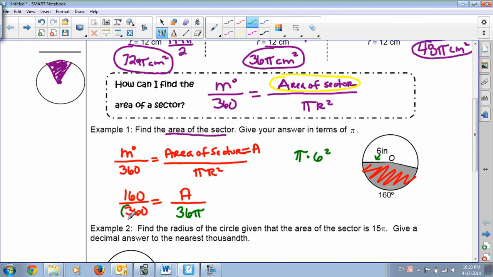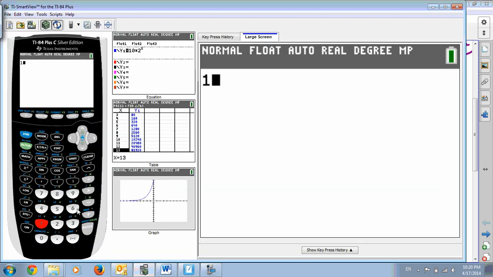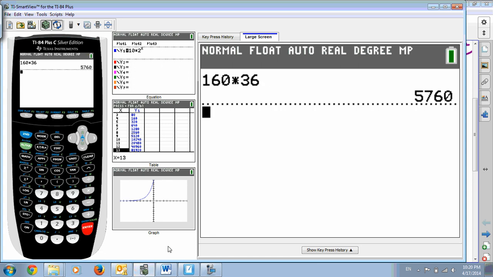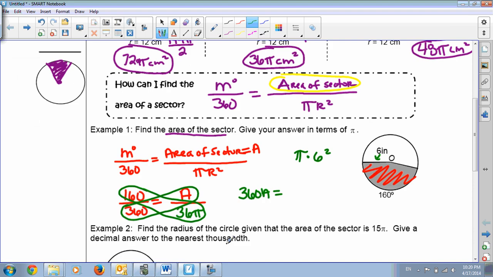Okay? Solve our proportion by cross multiplying. A times 360 is 360A. 160 times 36 is 5,760, and then the pi, because the 36 has pi on it. And then, to solve for A, divide by 360 to both sides.